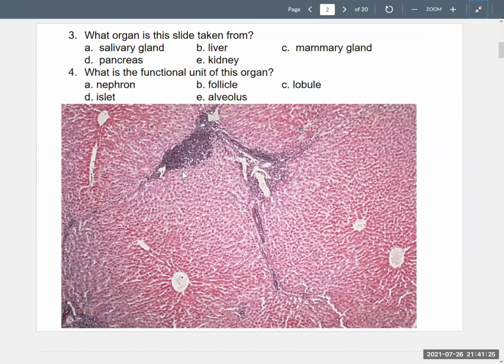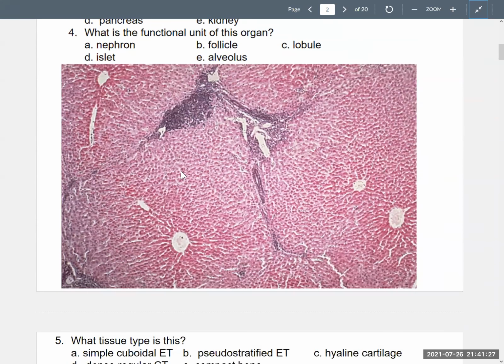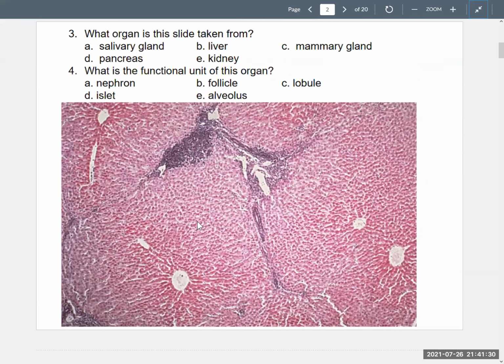Now this is the liver. Okay. This is a liver picture for you. You see the tiles. It's supposed to be six-sided, but that's textbook. They all each have a central vein, central vein, central vein.